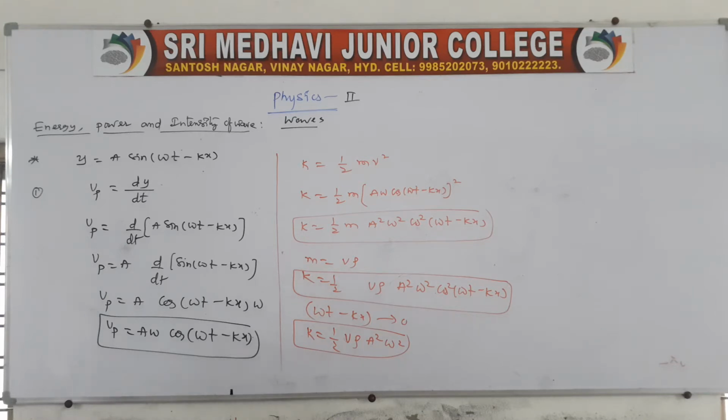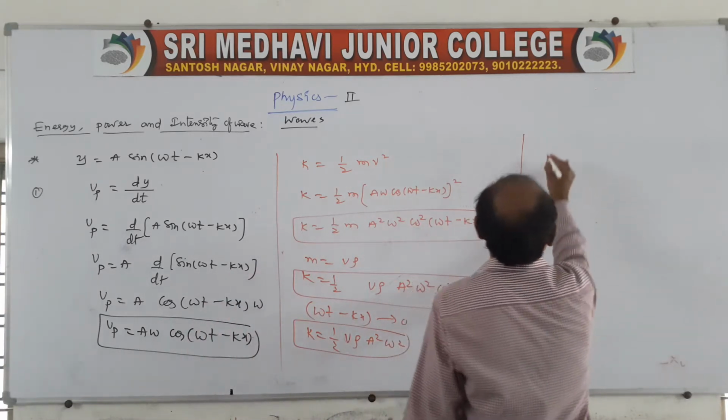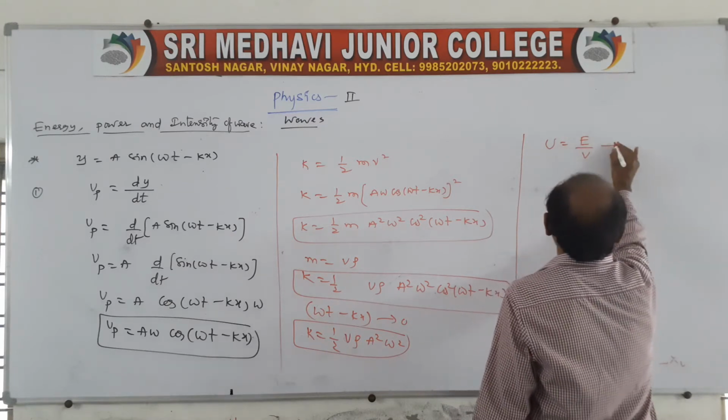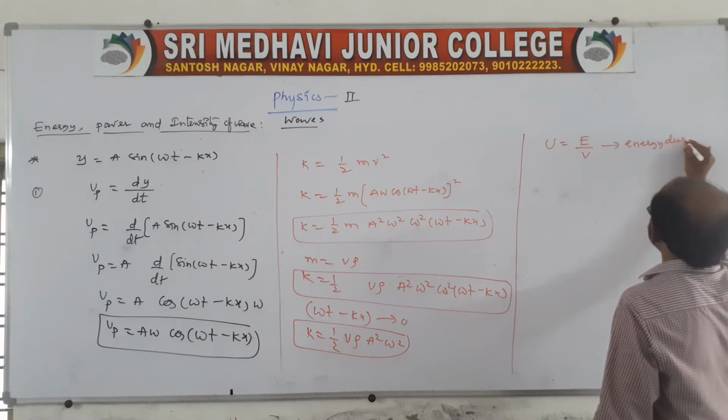But here we should get an energy, no? So for that purpose you take energy density. That you say energy density, U is equal to energy per unit volume. This we can call the energy density.